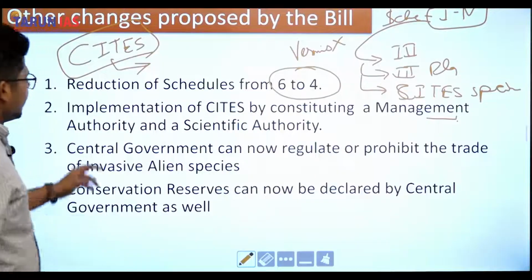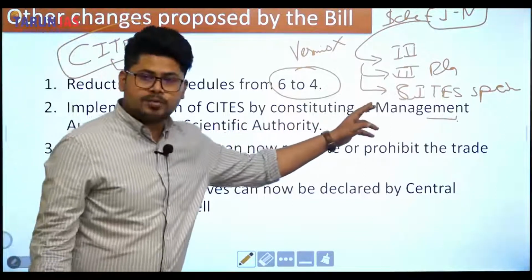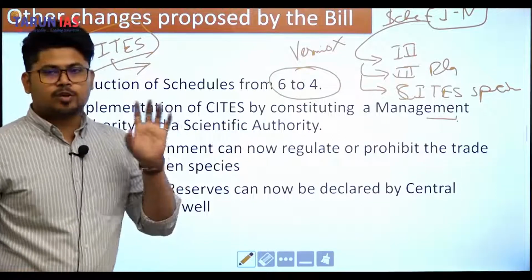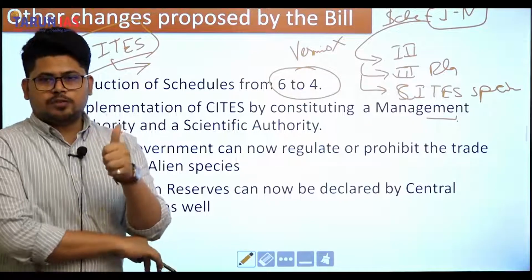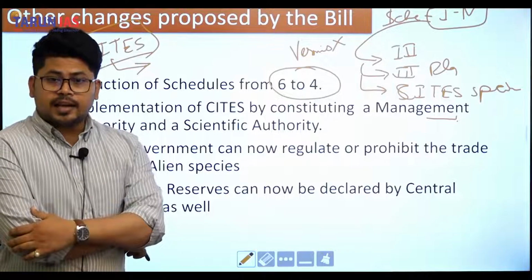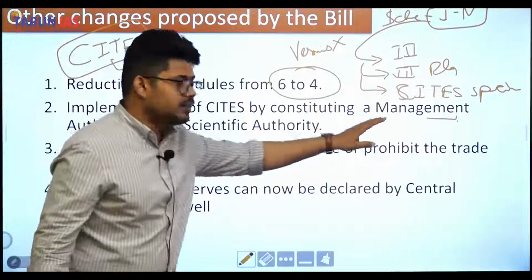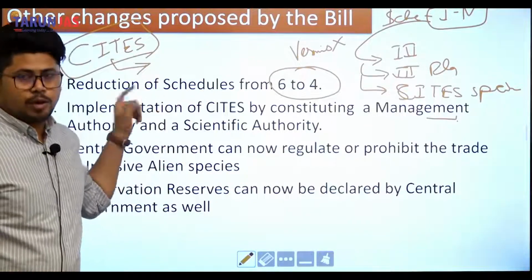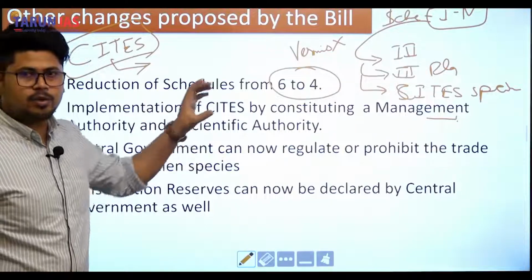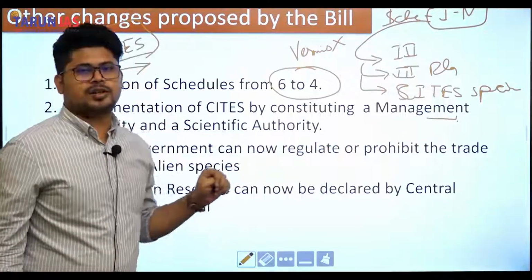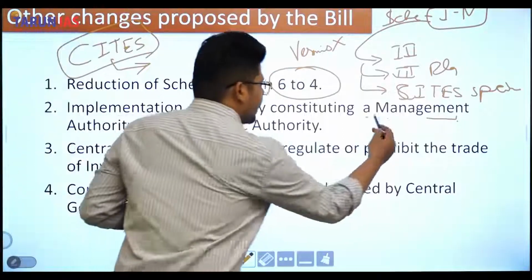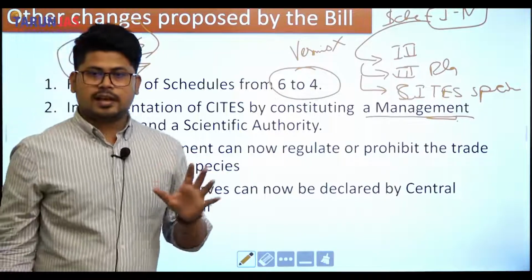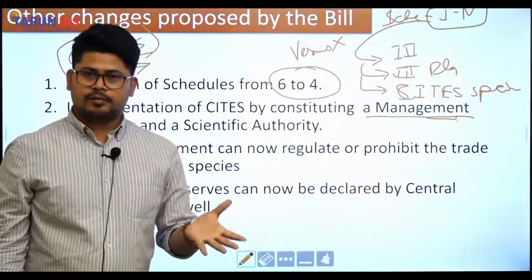Now, another point is implementation of CITES by constituting a management authority and a scientific authority. The Act also provides for constitution of two authorities, the first one is management authority and the second one is scientific authority. These two authorities are mentioned under CITES. So to implement CITES, the government is trying to include this in the Wildlife Protection Act. Management authority will be that authority which will provide license to trade in live and captive animals.